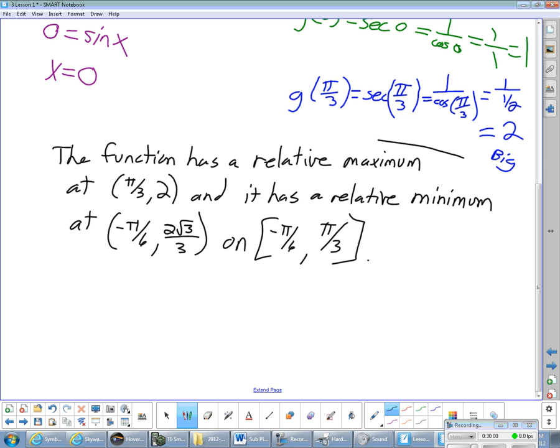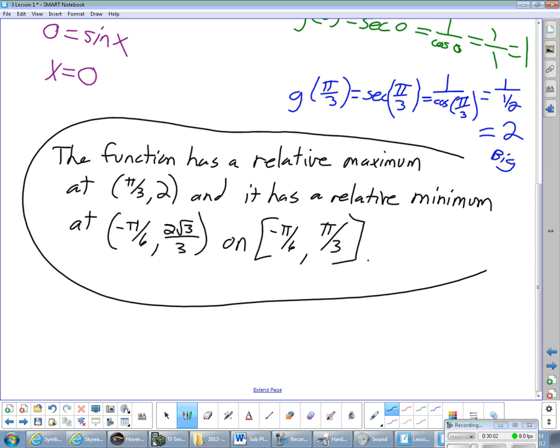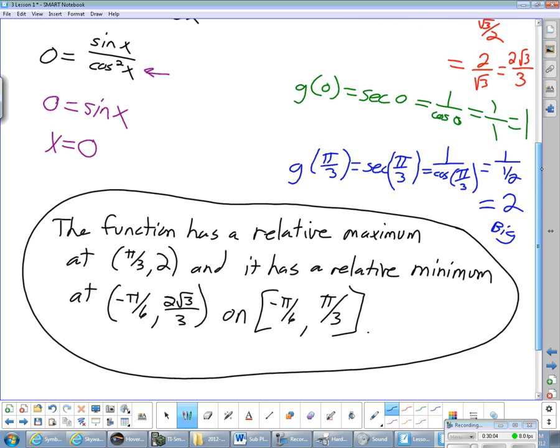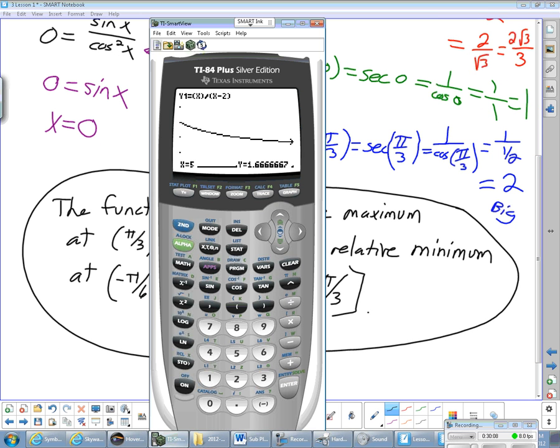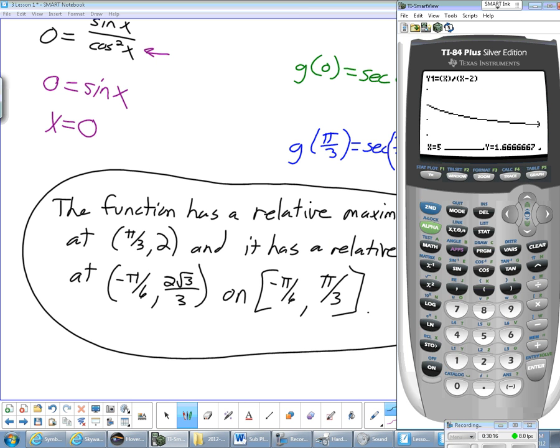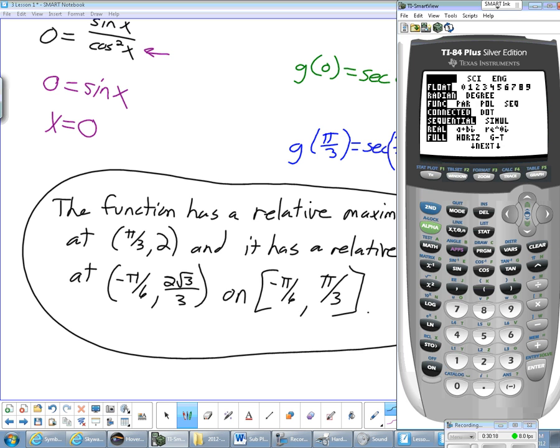So that's your answer. I think it's important for us right now to do what we did with the last ones and just graph it real quick so you can visualize it now. A couple things when we're dealing with trig functions: make sure that you are in radian mode, and we are.